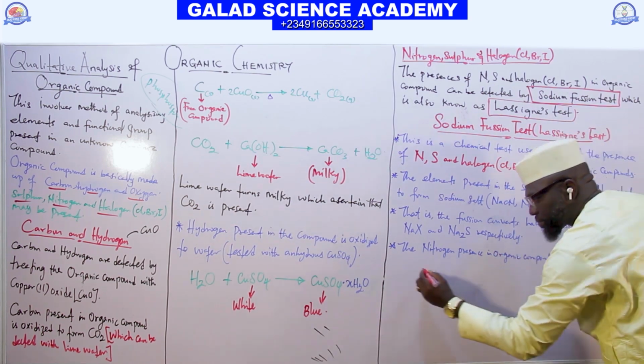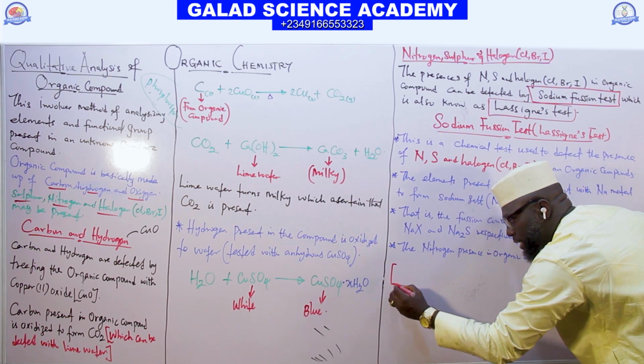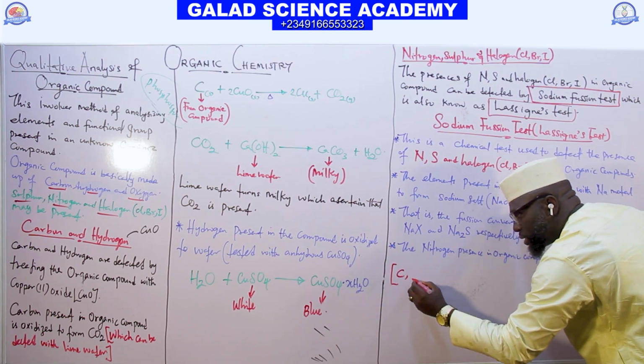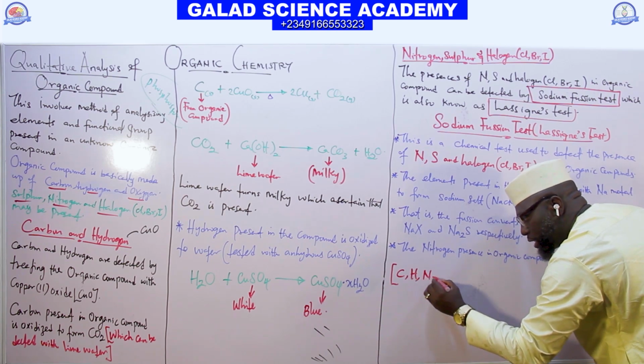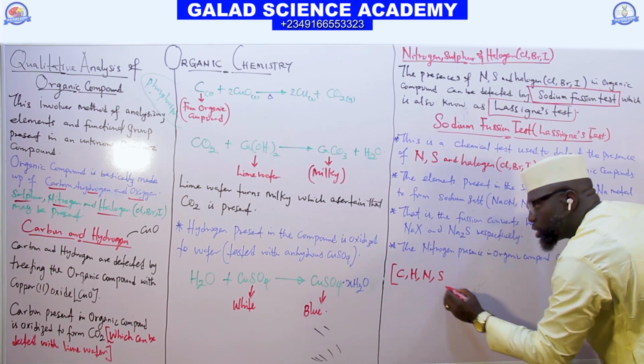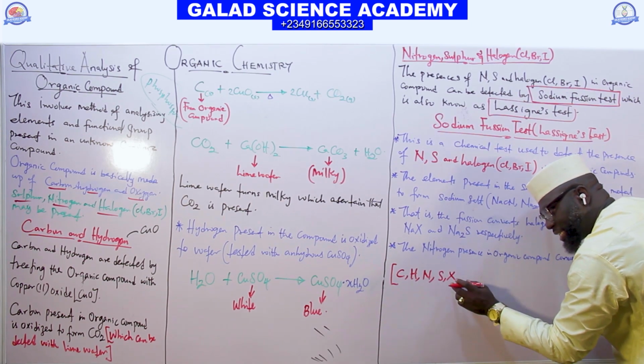We have organic compounds like this, carbon, and it contains hydrogen, nitrogen, sulfur, and X. This X represents what?